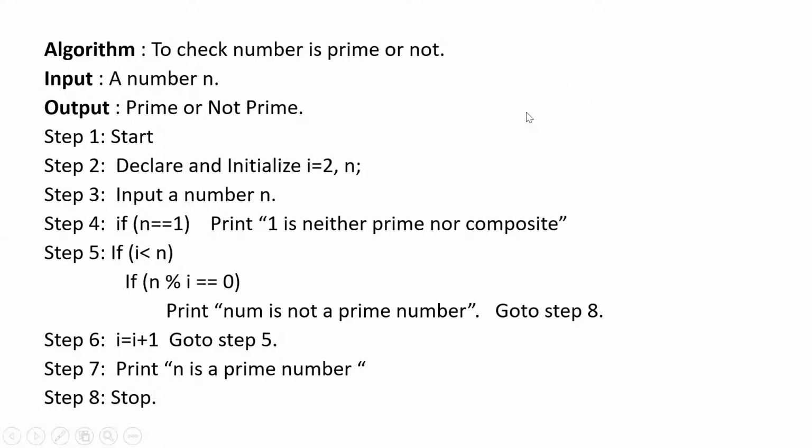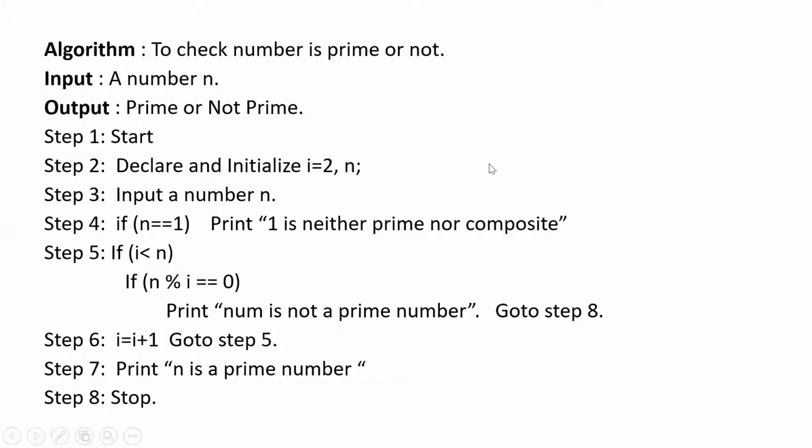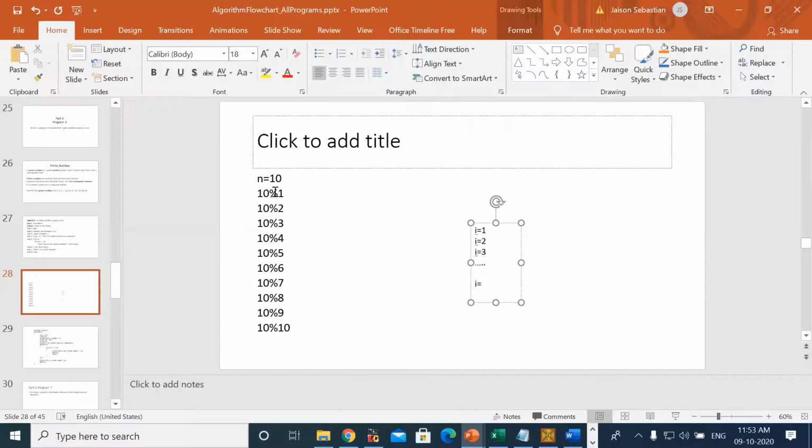If I give the number n as 9, then you know that 9 will be completely divisible by 1, and 9 will be completely divisible by 9. Similarly, 10 will be completely divisible by 1 and by 10. These are the two numbers which will be the factors of a particular number. So when we write the program, I am not taking the value of i up to 10; I'll be taking only up to 9 for the number 10.